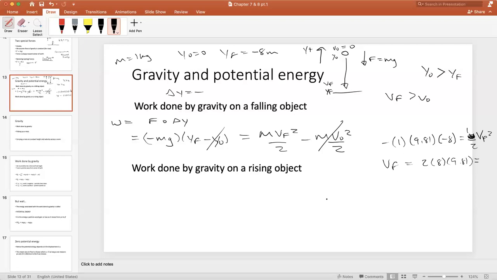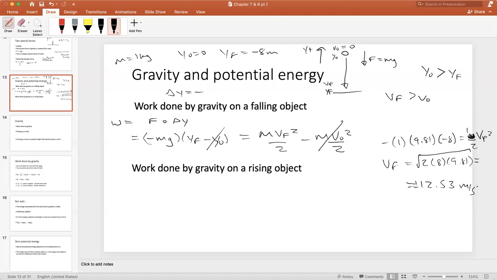What is this? Square root. Thank gosh it's positive. The square root of 2 times 8 times 9.81 is 12.53 meters per second. Okay. Now, because this is a square root, we can say it's positive or negative. We take the negative from the picture. We know that downward is negative, right?